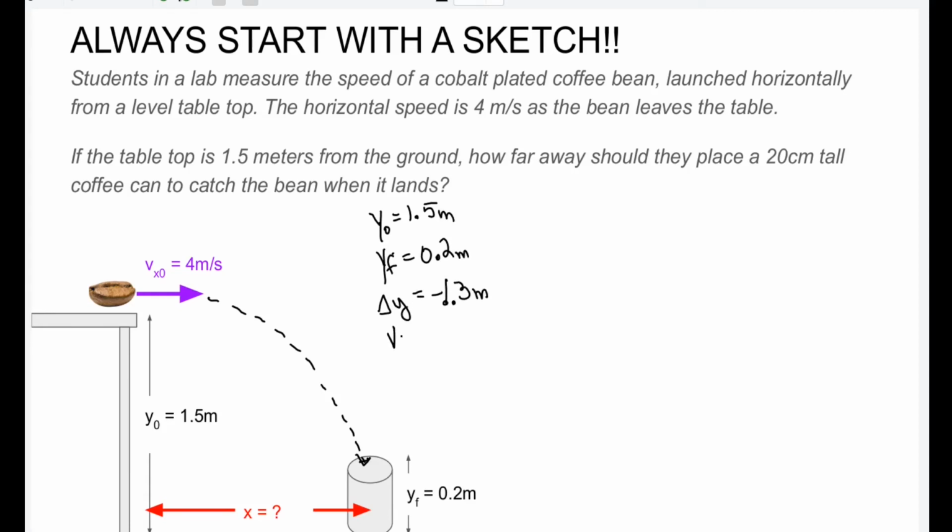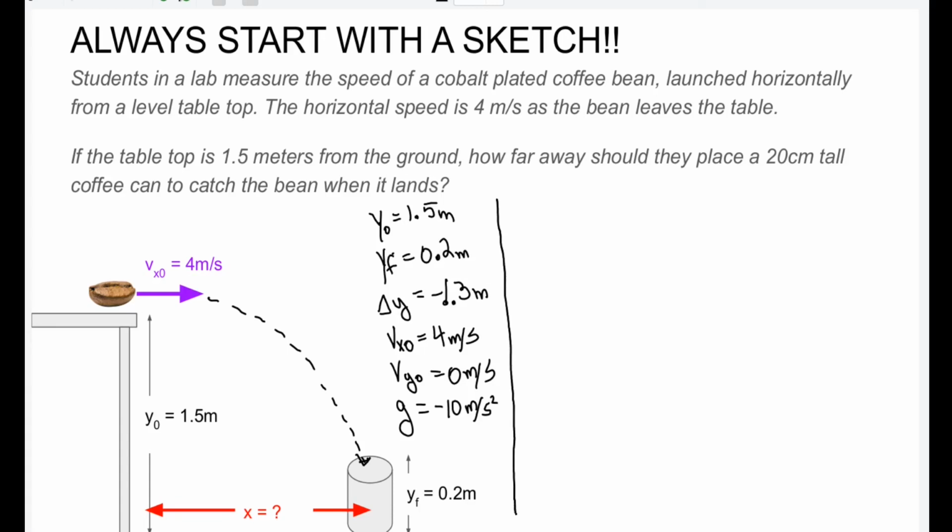We also know that the initial component of the coffee bean in the x direction, Vx0, for t equals 0, is 4 meters per second. And the y component, since it's moving horizontally, is 0 meters per second. And since we're on Earth, we know that g, the acceleration due to gravity, is negative 10 meters per second squared, meaning every second that this coffee bean can fall, it's going to gain 10 meters per second of downward speed. Now we can finally apply a problem-solving approach to figure this out.